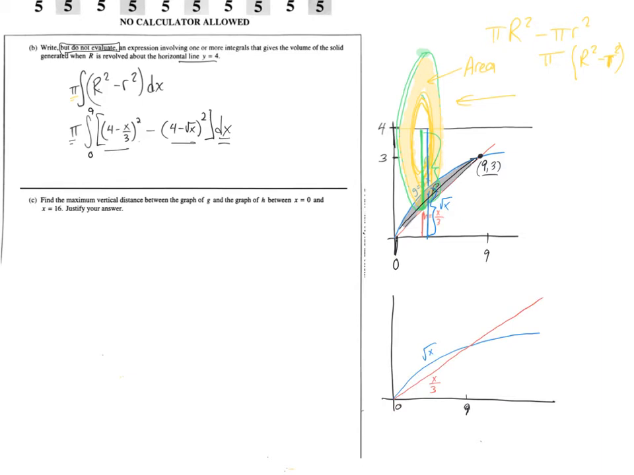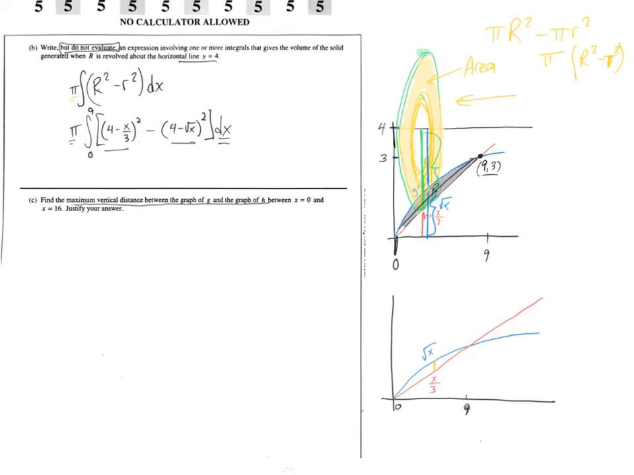Okay, so for part C here, find the maximum vertical distance between the graph of G and the graph of H between 0 and 16 on the x-axis. So I drew the graph again because I did so much notating on that. I wanted to get a fresh picture. So they're saying, where is the distance between the blue and the red, the maximum vertical distance between those two guys? Maybe I'll highlight that in yellow.